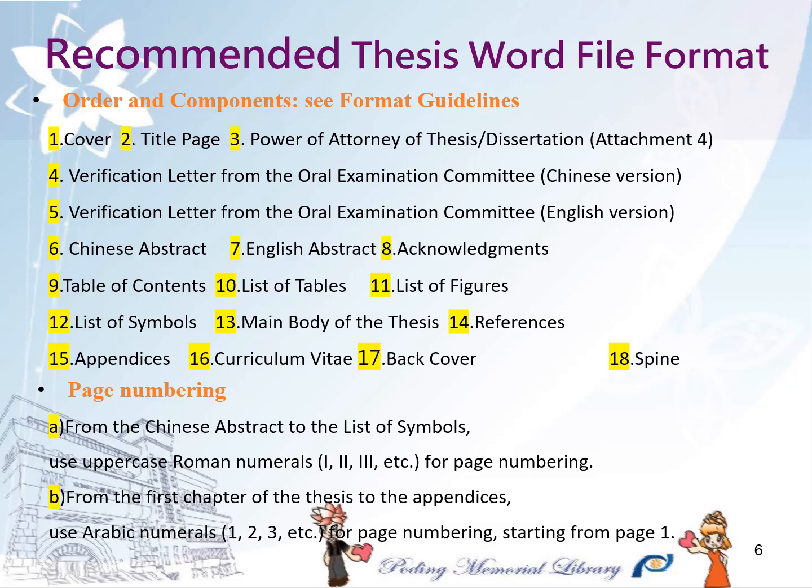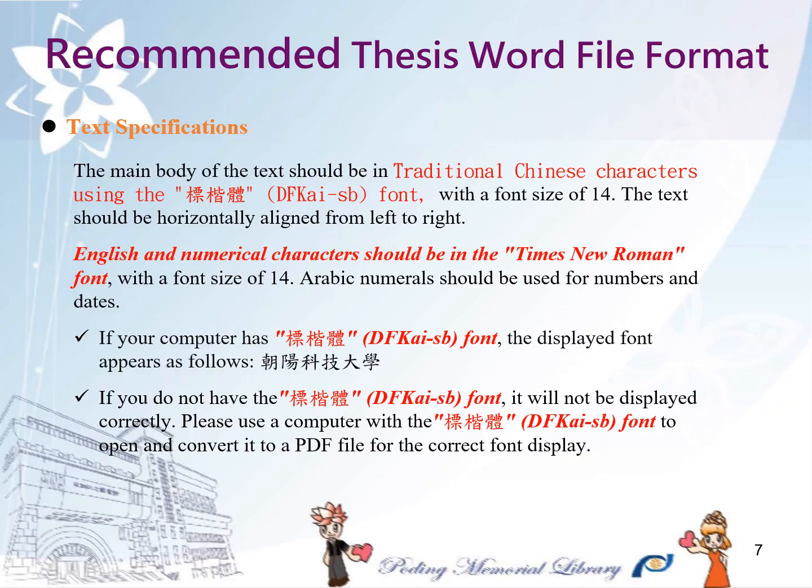Regarding page numbering, from the cover page to the verification letter from the Oral Examination Committee page, numbers should not be included. Starting from the Chinese abstract up to the end of the table of contents, list of figures, use uppercase Roman numerals such as I, II for page numbering. Then from chapter 1 of the main content to the appendices, use Arabic numerals such as 1, 2, 3, 4 for numbering. The main body of the text should be in traditional Chinese characters using the DFKSB font. English and numerical characters should be in the Times New Roman font.